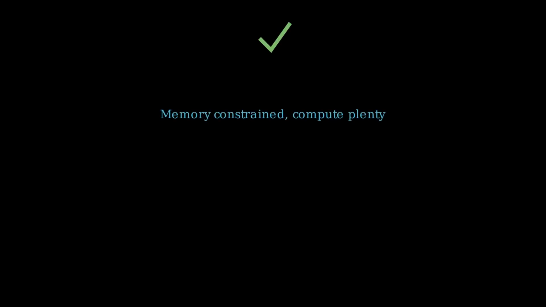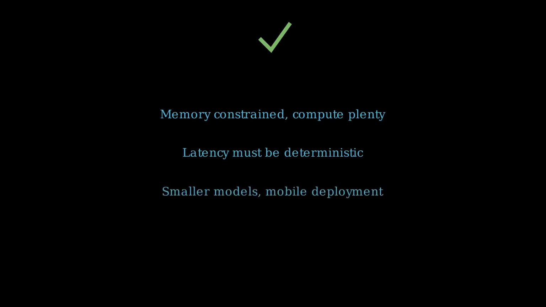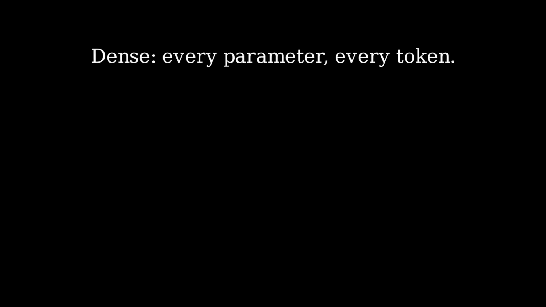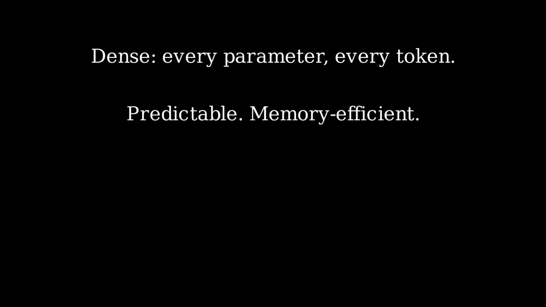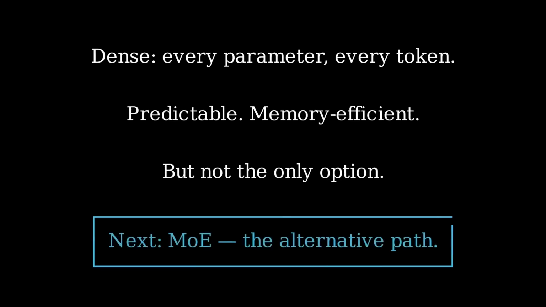Smaller models for mobile and edge. Most edge scenarios actually fit dense better than people assume. Dense models: every parameter, every token, predictable behavior, memory efficient. But there is another path. Mixture of experts takes a different approach. That is next.